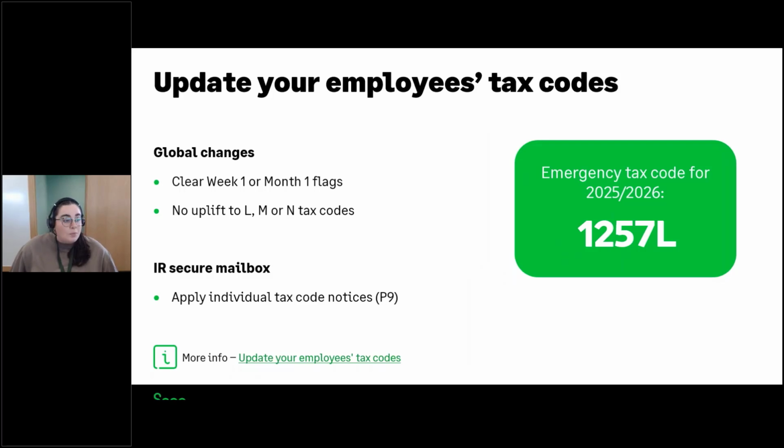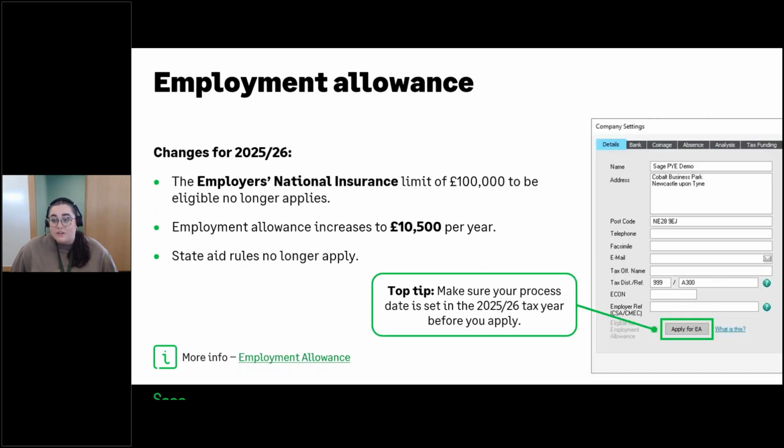And the next step was to apply for employment allowance if you're eligible. So a little bit about this first. Employment allowance is a government incentive and it is available to most employers, although there are some exclusions. What it allows you to do is reduce the amount of employers' national insurance that you pay each year up to the annual allowance, which this year is £10,500. Previously this was £5,000, so it has more than doubled to £10,500 in the 25-26 tax year.